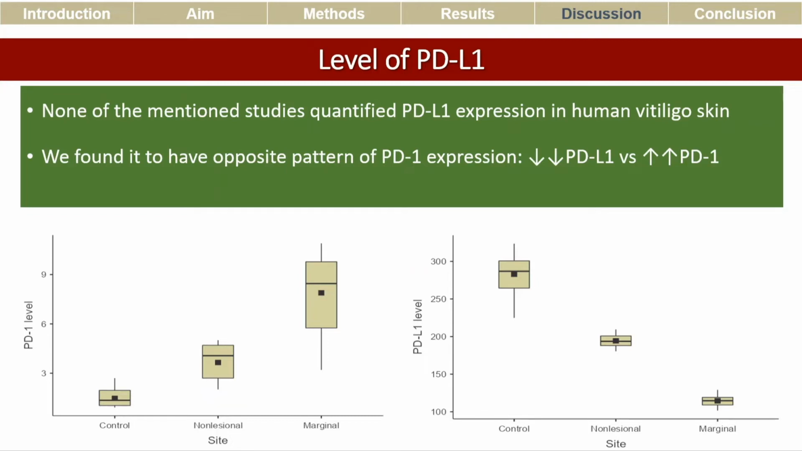We can see in the graphs below that the lowest level of PD-1 level was that in controls, followed by the non-lesional biopsies, and was highest in the marginal biopsies. In contrast, the PD ligand 1 level was highest in the controls, followed by the non-lesional biopsies, and was lowest in the marginal vitiligo biopsies.